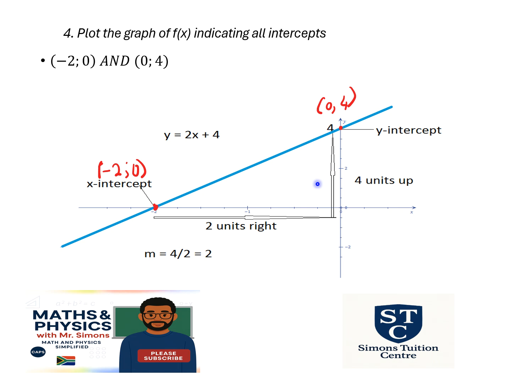there I go 4 units up, and from here I go 2 units across. So 4 divided by 2 gives me a gradient of 2.